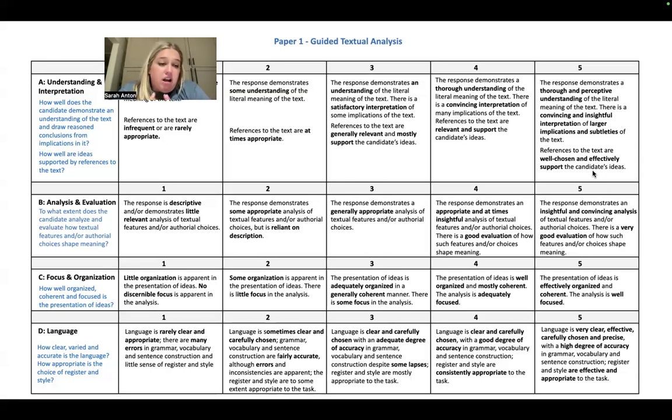And then for criterion D, language: how clear, varied, and accurate is the language? How appropriate is the choice of register and style? So for a 5 in this category, the language is very clear, effective, carefully chosen, and precise, with a high degree of accuracy in grammar, vocabulary, and sentence construction. So your grammar is on point and your sentence construction is on point.